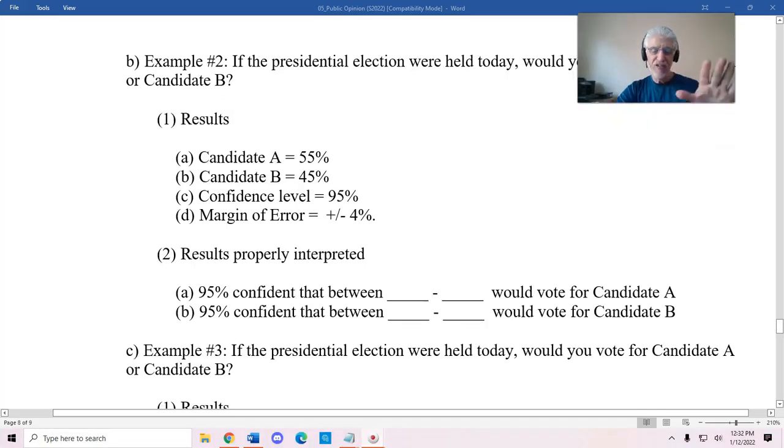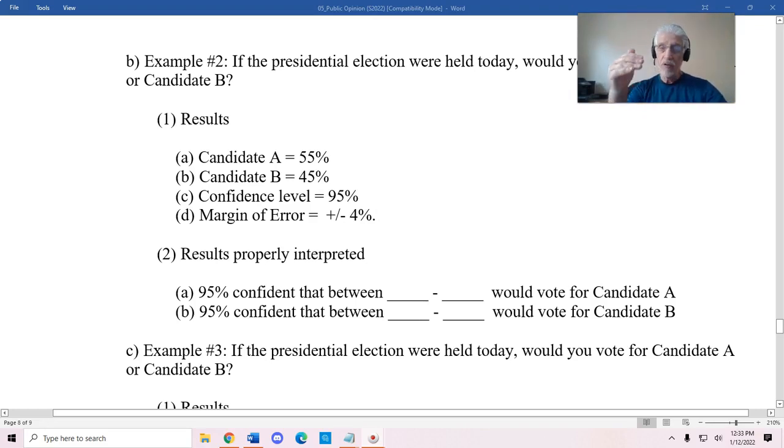Now let's do exercise 2. It's basically the same way of calculating things as we did before, although the numbers are slightly different. In this case, we're going to assume that the poll question was, if the presidential election were held today, would you vote for candidate A or candidate B? In our hypothetical poll, 55% say they would vote for candidate A. 45% say that they would vote for candidate B.